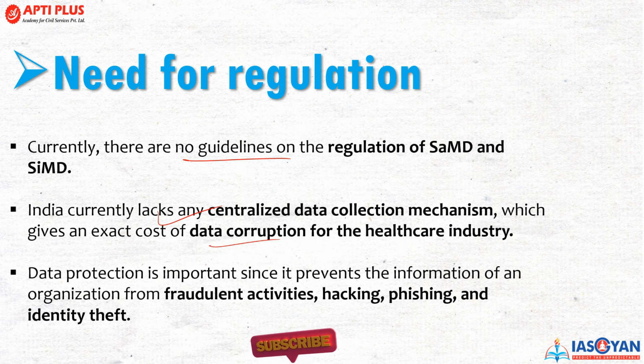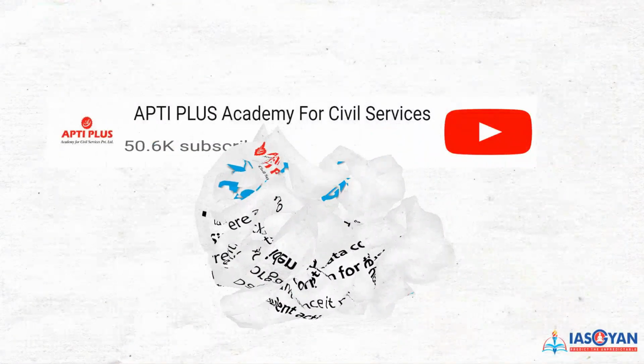Now, data protection is important where organizations face fraudulent activities, hacking, phishing, and identity thefts. So definitely there's a need for regulation, and a substantial regulation is required, because if data is being stolen, it is a violation of the fundamental rights of an individual. So this was all for this topic.